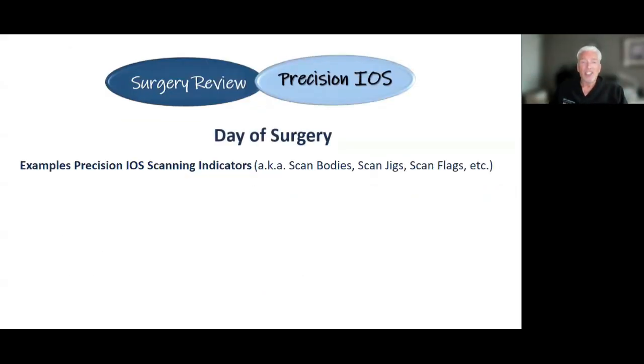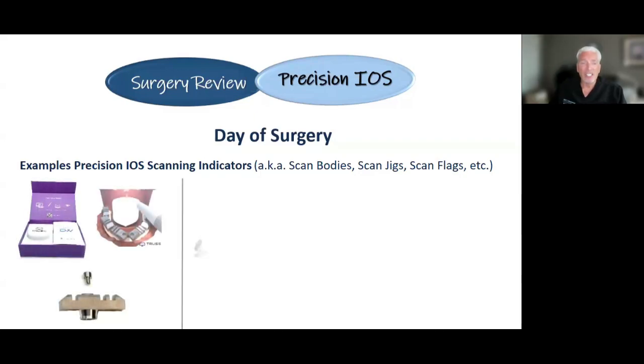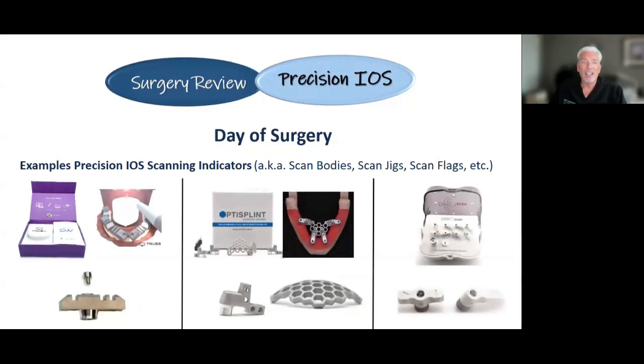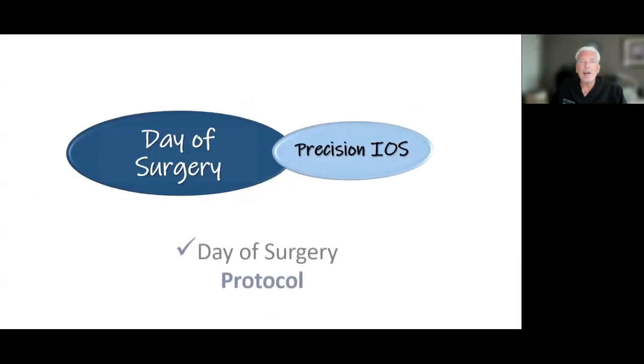So let's take a look at some of these precision IOS systems in a little more detail. Again, I showed you this image here. Terminology like scan body, scan jig, scan flags, they're all going to have their own names, but they're all kind of referring to the same thing, and you're going to see that they function quite similarly. There are some nuances, where one has features whose benefits are greater than another's. You just need to decide what works best for you, what your best price point is, and what support you get from the company.